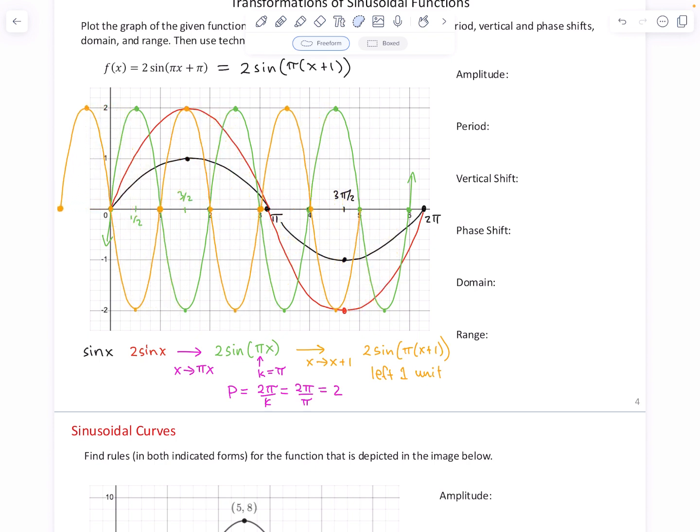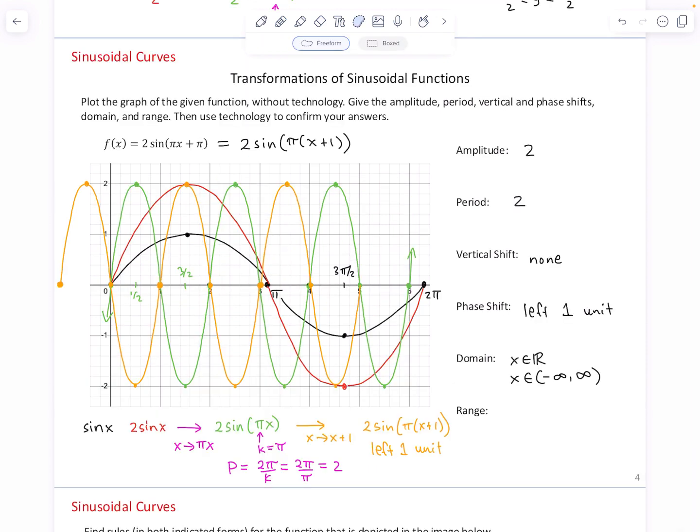And now focus on the orange graph to answer all our questions. We go 2 units above and below the midline, so the amplitude is 2. The period of the orange graph is equal to the period of the green graph, and they both have a period of 2 units. The vertical shift, there is none. We did have a phase shift, though, by going left 1 unit. The domain will be all real numbers. And the range: the lowest the orange graph goes is -2, inclusive, and the highest is +2, inclusive. Here are 2 ways to write that.